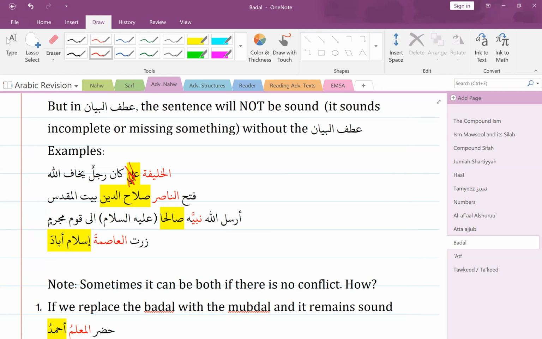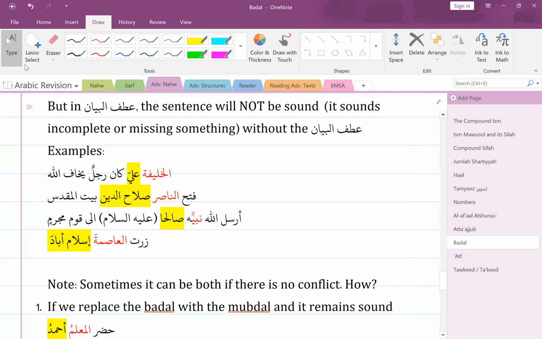Same thing if I said, فتح الناصر صلاح الدين بيت المقدس. The conqueror, maybe, the victor or the conqueror, Salahuddin conquered Baytul Maqdis, if I said like that. But if I omit Salahuddin, and I just said the conqueror conquered Baytul Maqdis, you'd be like, which one? Who? I mean, which time of history are you talking about? Is it a Muslim conqueror? What kind of conqueror is it? So there's so many questions that you can ask, but the Atful Bayan comes in to elaborate, to give clarification to exactly who I'm talking about.